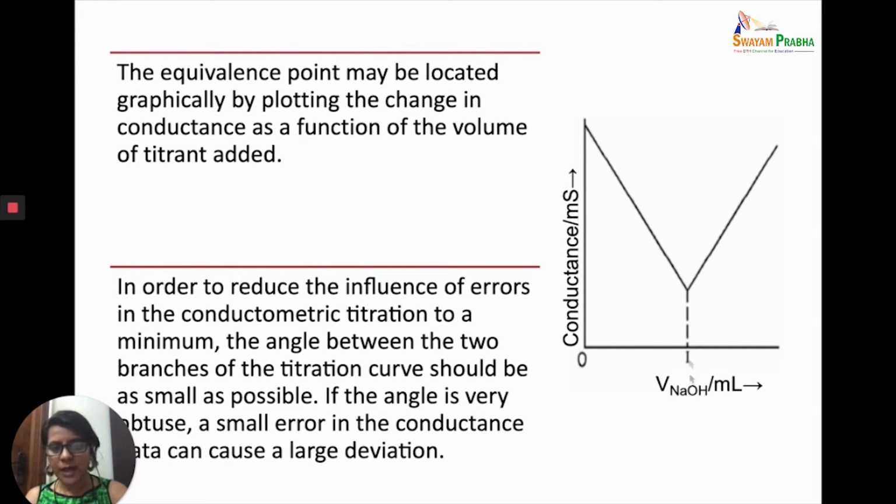So the volume at which the two curves meet gives you the value of the equivalence point, and this equivalence point, in conjunction with the formula M1V1 = M2V2, will give us the concentration of the unknown solution. Now there are two or three things we have to keep in mind while doing the conductometric titration. We want a graph where the two curves, when they meet, form an acute angle.